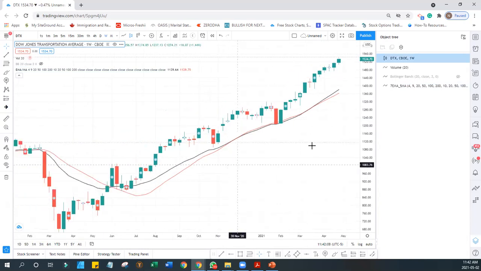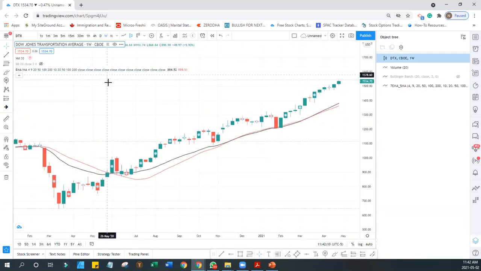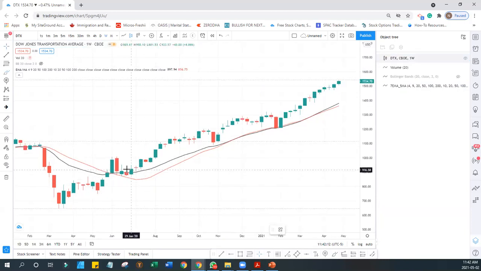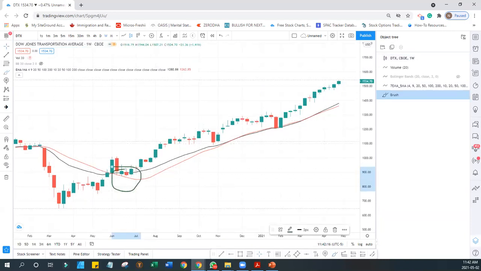Now, every time you see, this is on a weekly, whenever it comes to that part, it reacts and goes up. It reacts. So this is where you can get in. This is the best part if you want to go long.